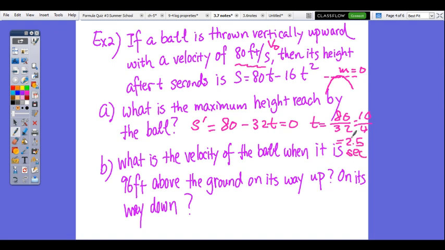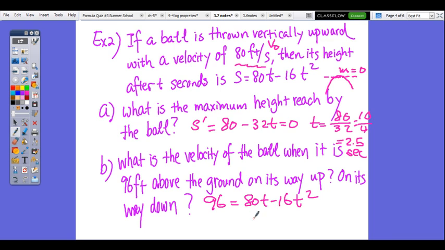So at 2.5 seconds, the ball is going to reach the maximum height. And now, what's the velocity of the ball when it's 96 feet above the ground, on its way up and on its way down? That means you want to set the position equal to 96. So 80t minus 16t squared. And then from here, you want to solve for t.